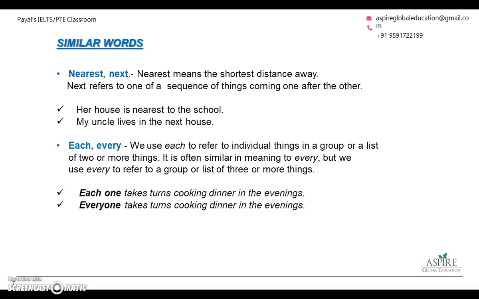Everyone takes turns cooking dinner in the evenings. That means you're talking about a group, but each one takes turn means each of the people who are sitting there, they take turns. So the usage is slightly different. So you have to be careful while using it in your sentences.